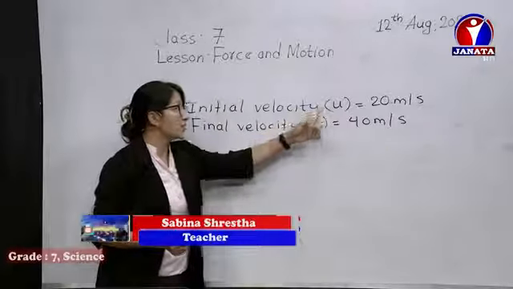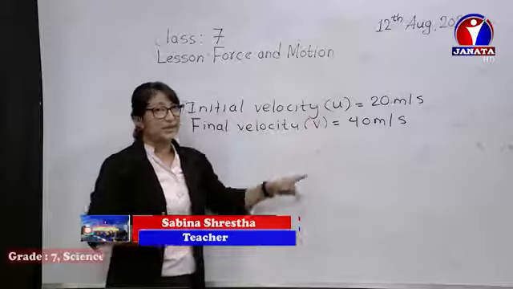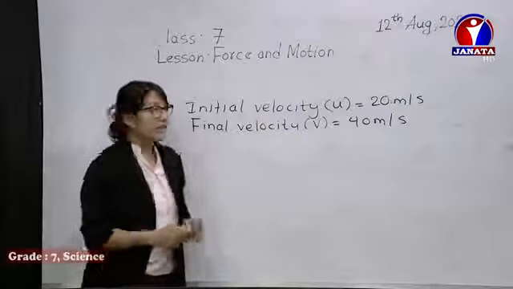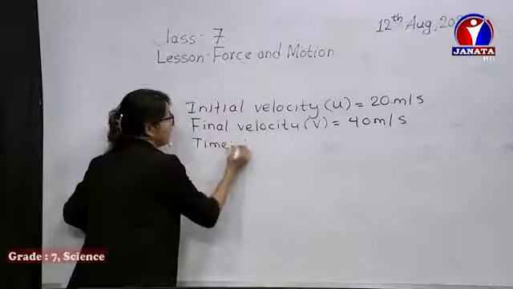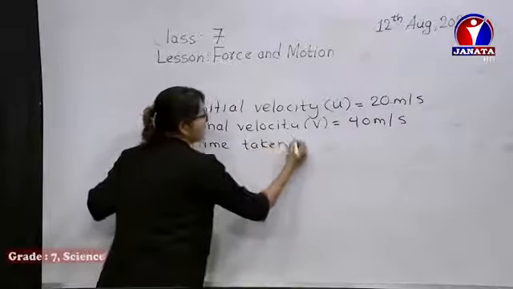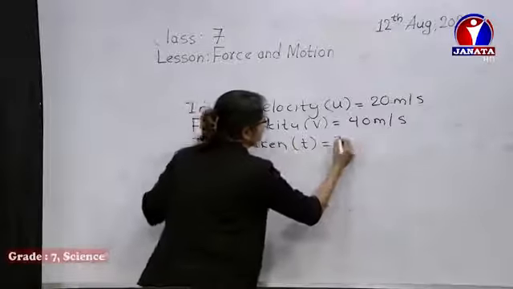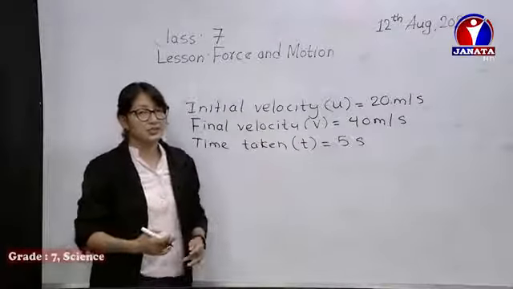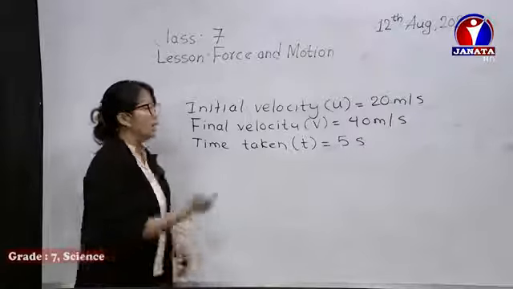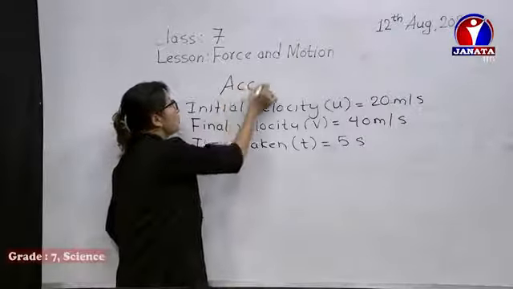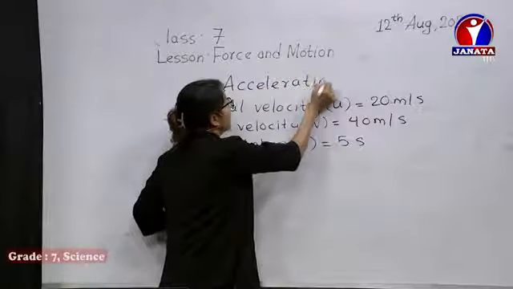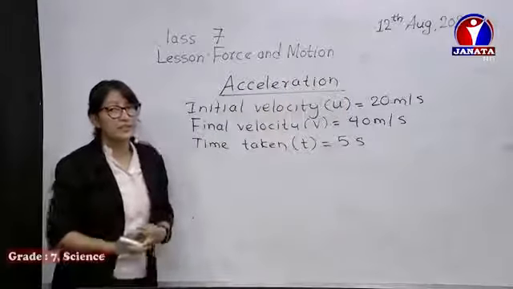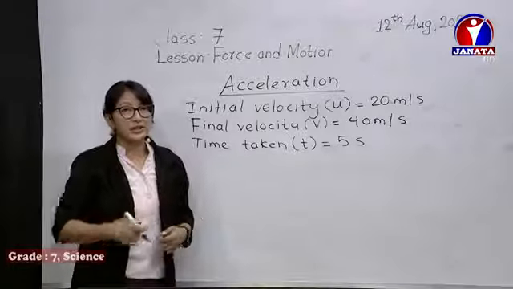So there is a change in velocity. Now for that change to occur, a certain time might have been taken. Suppose the time taken for that change in velocity was, for example, 5 seconds. After 5 seconds, the velocity changed from 20 to 40. Now with this we come to learn a little bit about acceleration. We check the word acceleration. You might have heard this word before while using vehicles, we accelerate.